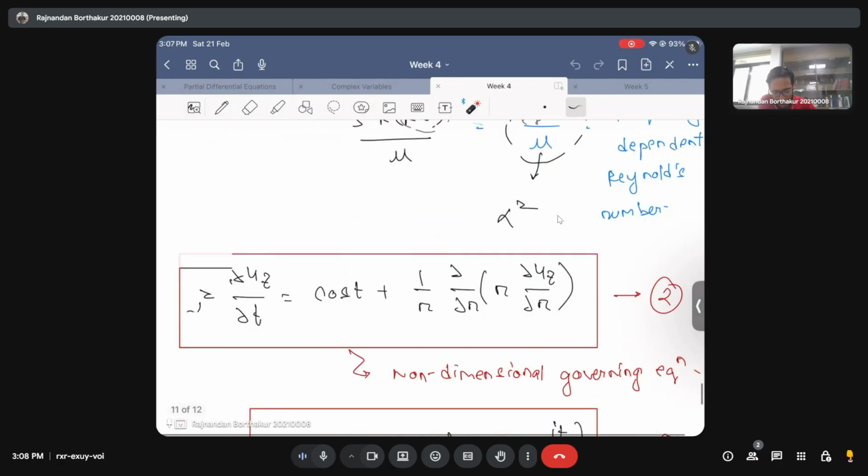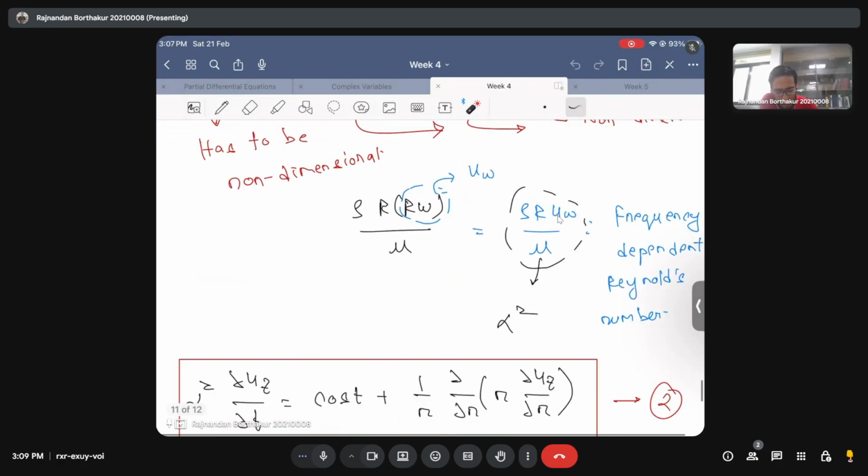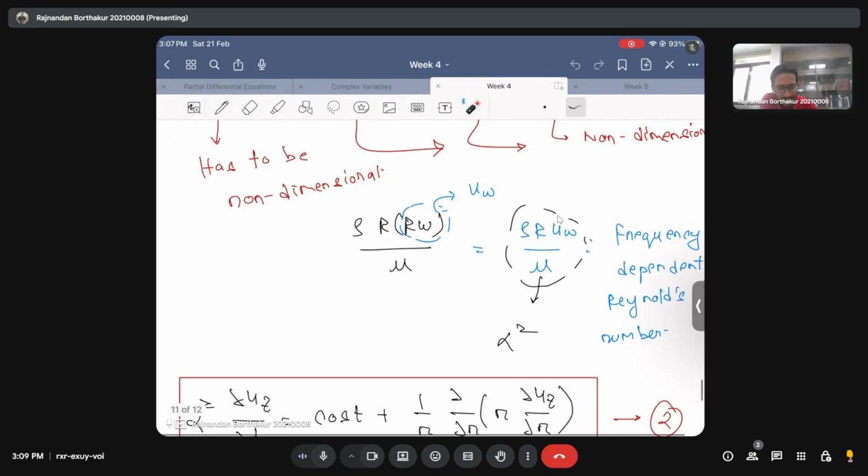The final form of the non-dimensional equation that we saw is of this form, where we encountered a non-dimensional number, which we call alpha. In fact, we call it alpha squared, where alpha squared is sort of a Reynolds number, and you have that omega term embedded in this Reynolds number, and that's why you call it the frequency dependent Reynolds number.